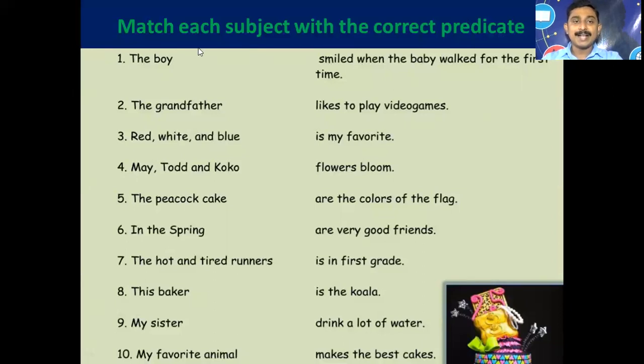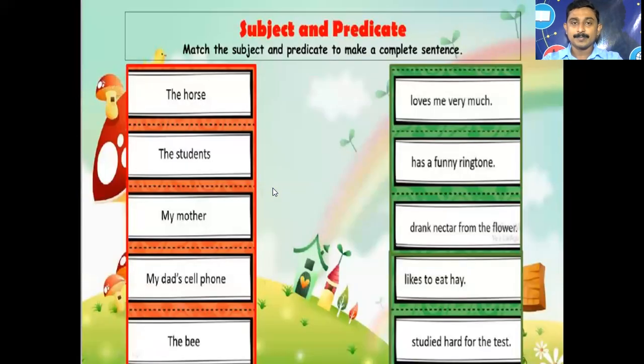The next exercise is match each sentence with the correct predicate. On the left-hand side, you have subjects, and the right-hand side, you have predicates. Match with the correct. The boy. How do you complete the sentence? There are a few sentences here. The boy, we can match it like, the boy likes to play video games. The boy is the subject, likes to play video games. Please complete rest of the exercise.